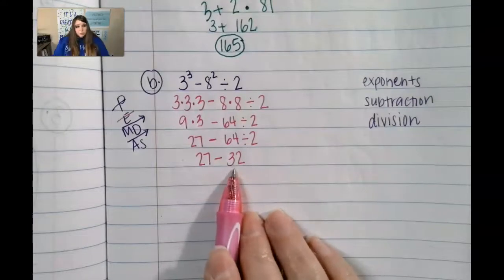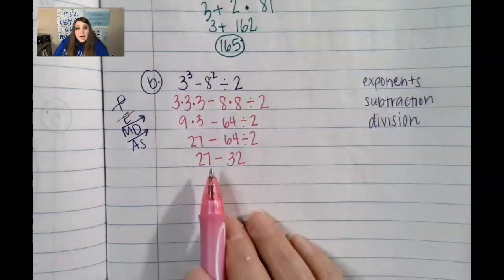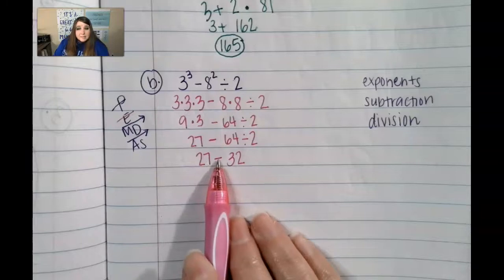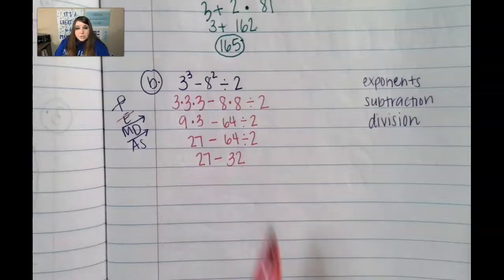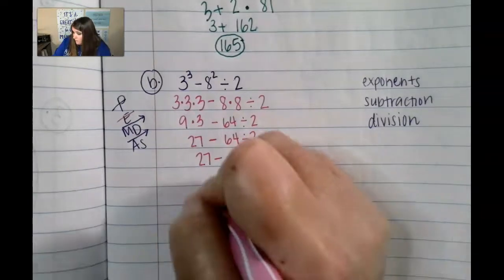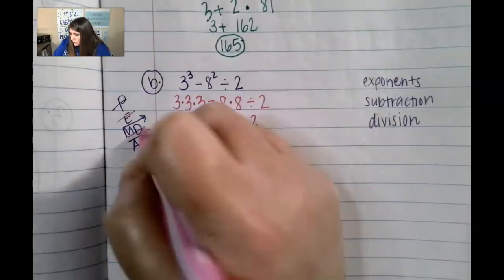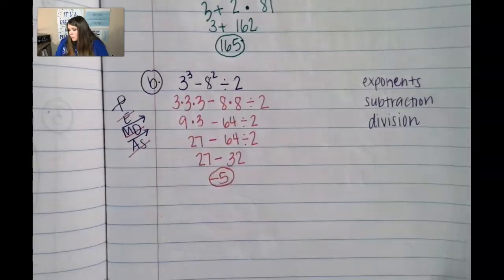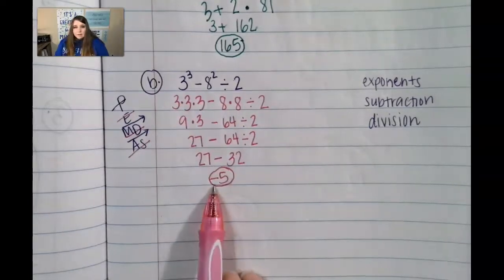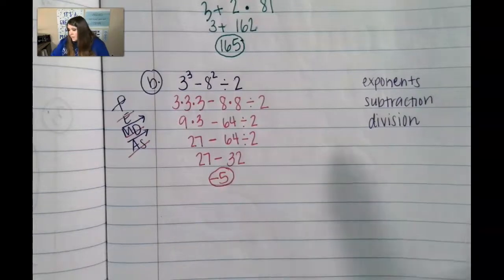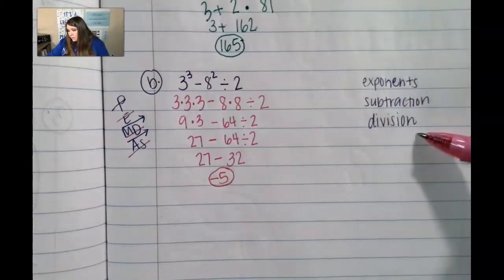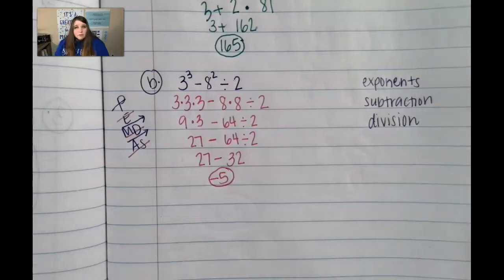minus 32. And that is going, I had 27 in the bank, but I spent $32, so I owe someone $5. I owe someone $5. So just keep checking those off. So my answer is -5. Again, I've solved all my steps over here. I don't have anything left, so everything's been taken care of.